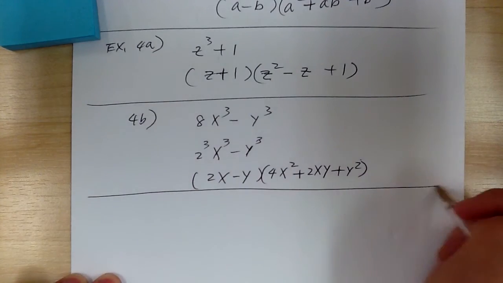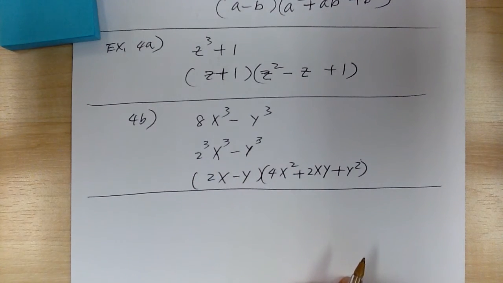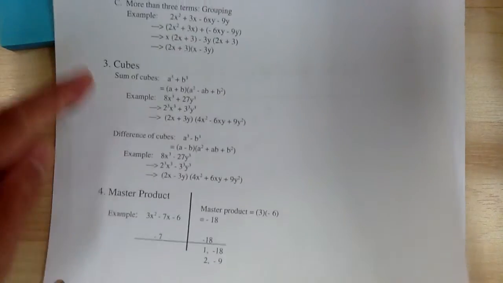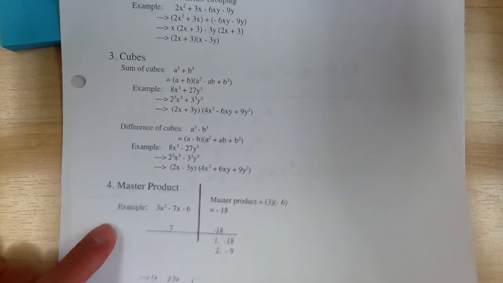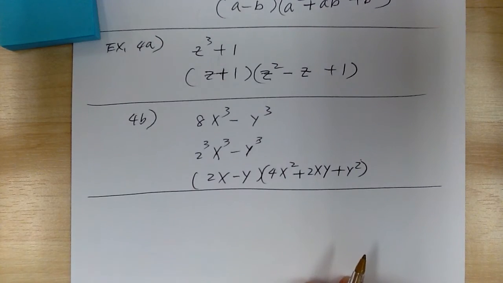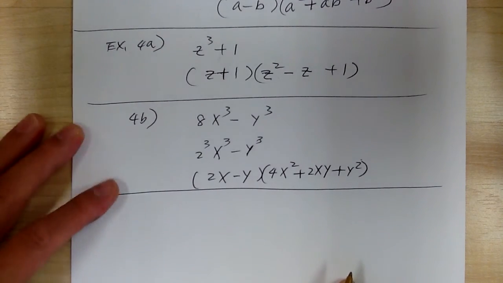So that's how you factor the cube. Okay? So that's your step 3. Now for step 4, we're going to do it in the next lesson. Okay? So let's look at example 3.